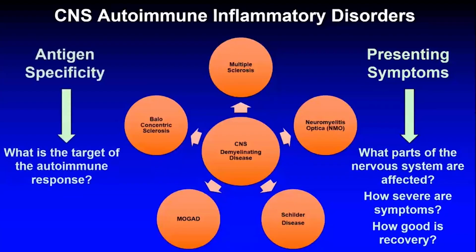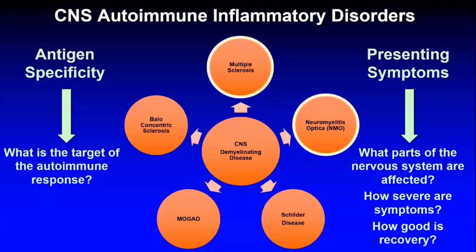But recently, we thought more about the biology of it. What is the target of this inflammation in the central nervous system? And today we're going to focus on two of these disorders, multiple sclerosis and neuromyelitis optica. And I'm going to show you why focusing on the biology is going to be particularly effective moving forward.